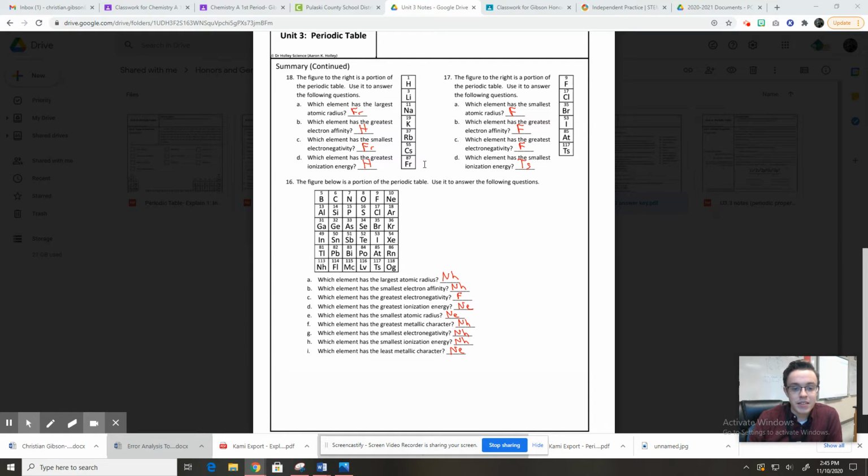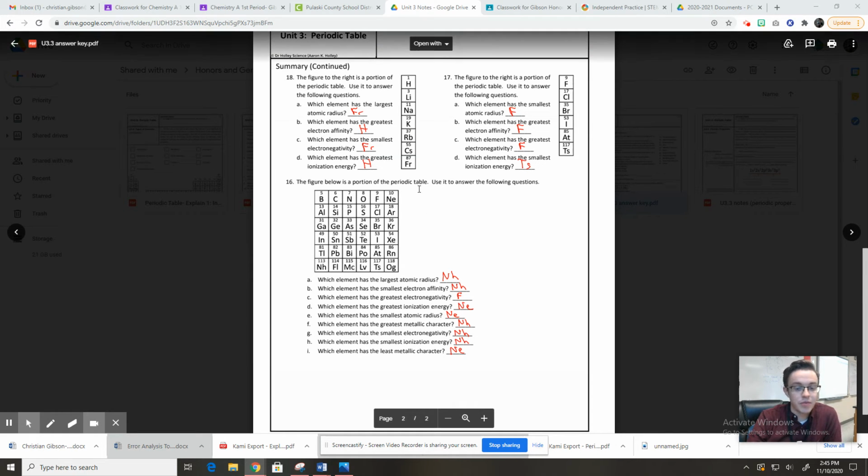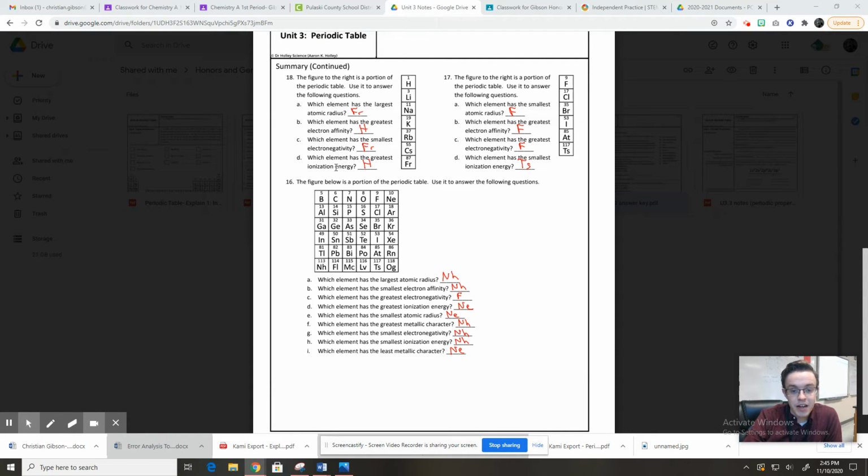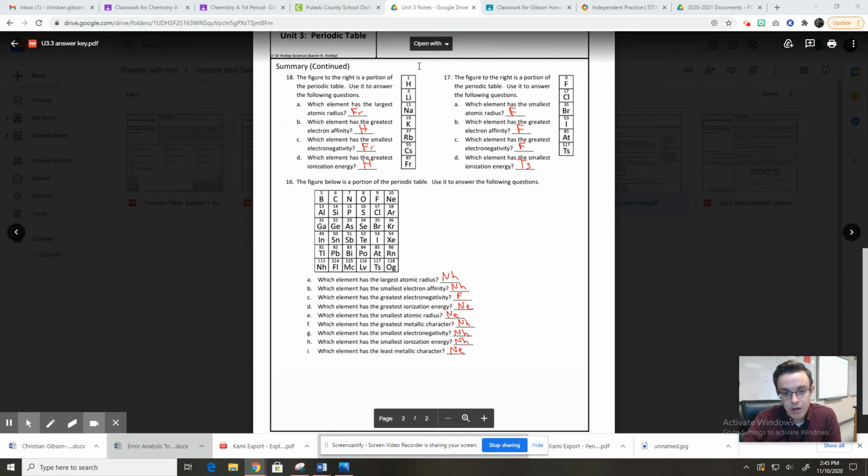Which element has the greatest electron affinity? Going to be hydrogen. Electron affinity increases as you go up. Smallest electronegativity also increases as you go up, so what's on the bottom would be the smallest. And then the greatest ionization energy, it also increases as you go up a group from bottom to top, so that would be hydrogen, the greatest.